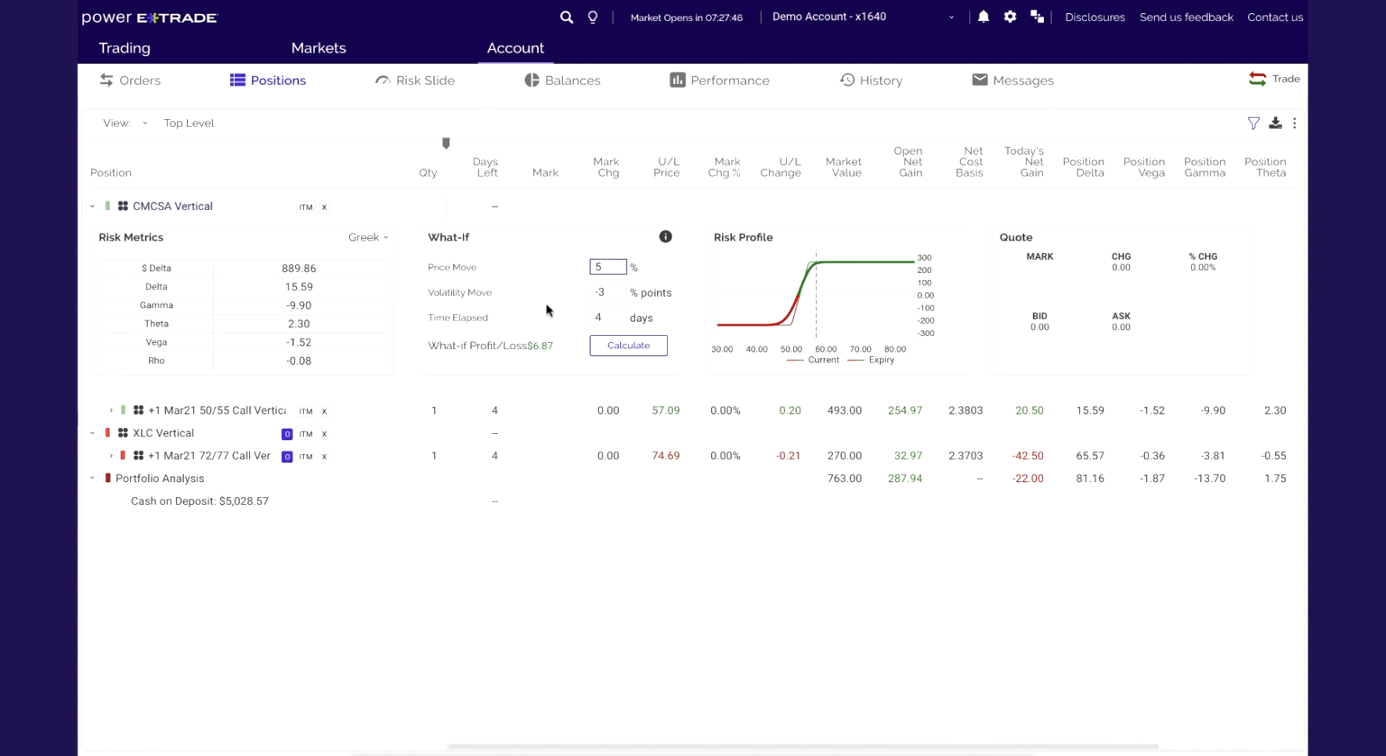Just for fun, let's invert this, where we say that the stock were to drop by 5% and volatility were to increase 3%, and let's say all of that happens tomorrow. How should that affect the trade? Down $97.67. It allows me to see how various scenarios would affect an individual position.